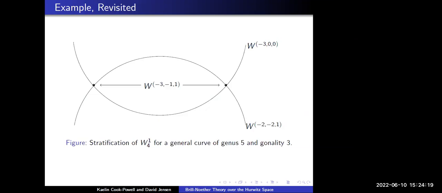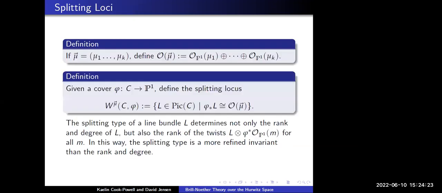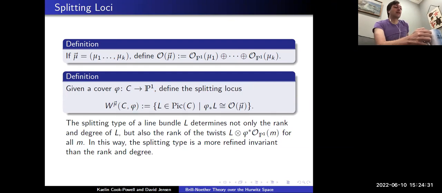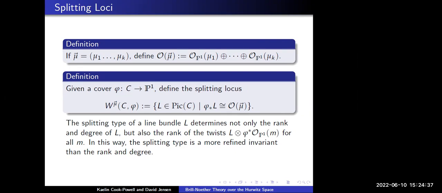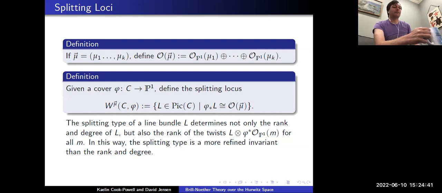Sorry, Dave, can I just ask a follow-up question there? What did sufficiently general mean there? Does it mean in the sense of the map? Yeah. I mean, if the pair C, phi is general in the Hurwitz space. Okay, and that's what you're proving your theorem about, right? That's right. Great, thanks. Other questions?